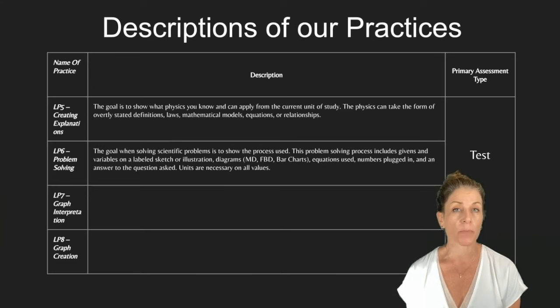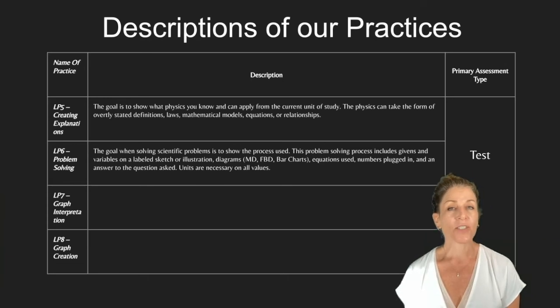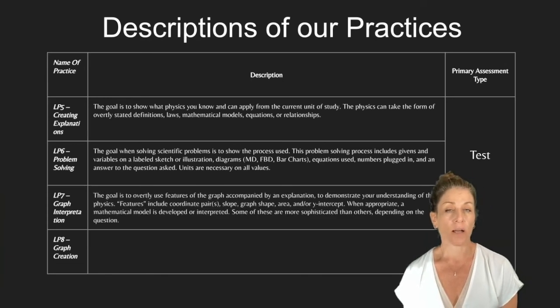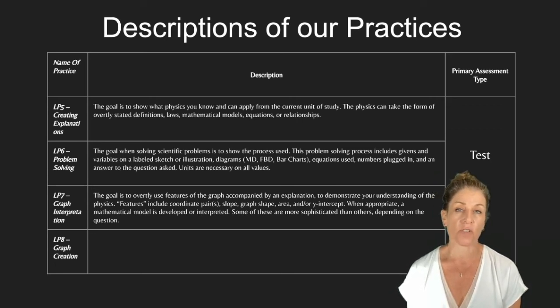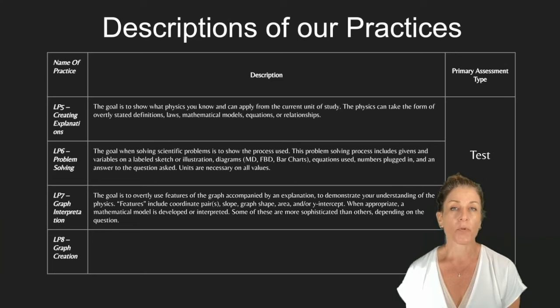This problem solving process includes givens and variables on a labeled sketch or illustration, relevant diagrams, the equations used, numbers plugged in, and an answer to the question asked with units on all values. Graph interpretation has a goal of overtly using features of the graph accompanied by an explanation to demonstrate your understanding of the physics. Features might include coordinate pairs, slope, graph shape, area, and/or y-intercept. When appropriate, a mathematical model is developed or interpreted. Some of these are more sophisticated than others, depending on the question.